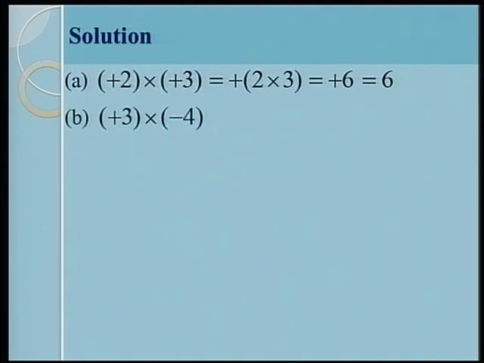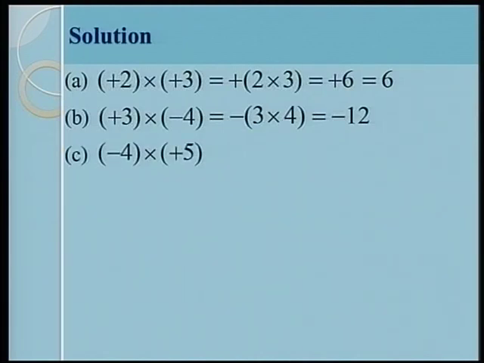We look at the solution for part B. Positive 3 multiplied by negative 4. Here we are multiplying a negative number and a positive number. We can keep the negative sign outside the brackets and multiply the numbers. So we have negative 12. The solution for part C. Here again we are multiplying a negative number with a positive number. We keep the negative sign outside the brackets. We multiply 4 by 5 to obtain 20, and the answer is negative 20.